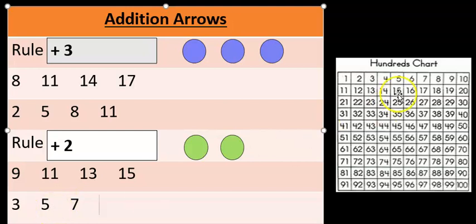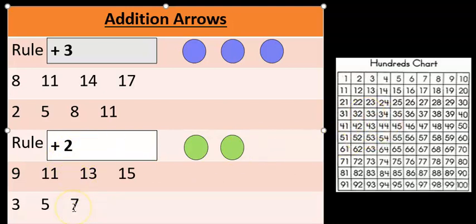Now, let's come now to this hundreds chart. You're going to come now to number 5. Let's find number 5 up here. Number 5 is right there. Now, how many are we going to add on to get to our next answer? 2. We're going to add 2 because that's the rule here. The rule says plus 2. So you got to add on now. 7 plus 2 to get our next answer.